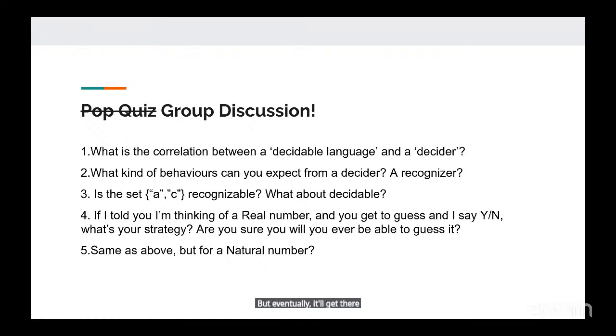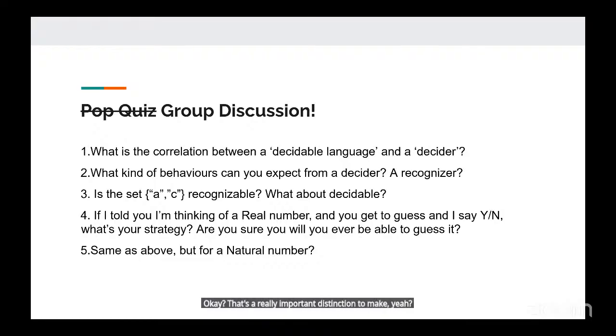All right, what about a recognizer? Yeah, it could run forever. Okay, so that's half of it, but there's a really important condition. Exactly. So it can only run forever if the string you gave it is not part of its language. That's a really important distinction to make.